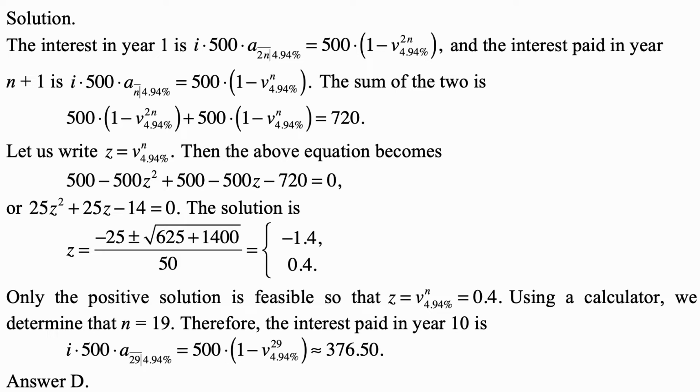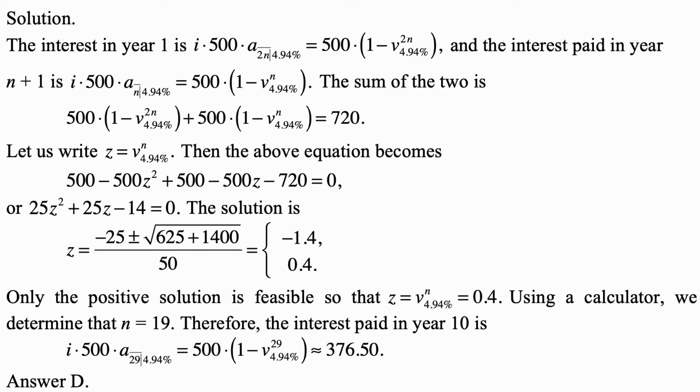And the interest paid in year n plus 1 is i times 500 times a angle n, which is the balance before year n plus 1, at 4.94%, and the same way that's equal to 500 times 1 minus v to the nth at 4.94%. The sum of the two is what you get when you add them, but we know it to be equal to 720. Now let us write z for v to the nth, v being the discount factor for the interest rate of 4.94%, and then the equation that we have becomes 500 minus 500z squared plus 500 minus 500z minus 720 is equal to 0.